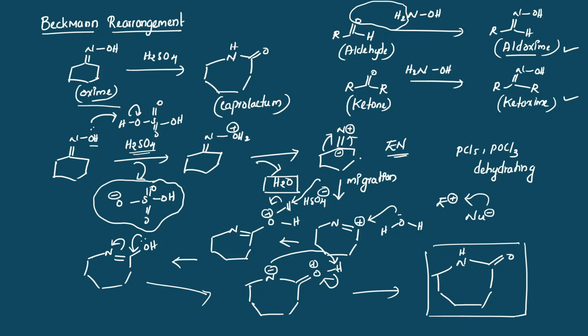Suppose this intermediate is unsymmetrical. In this case, we have to know which group is migrating. So in the next section, we will discuss which group is migrating in an unsymmetrical intermediate.